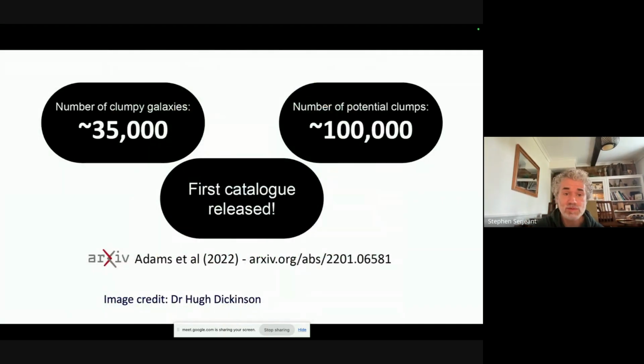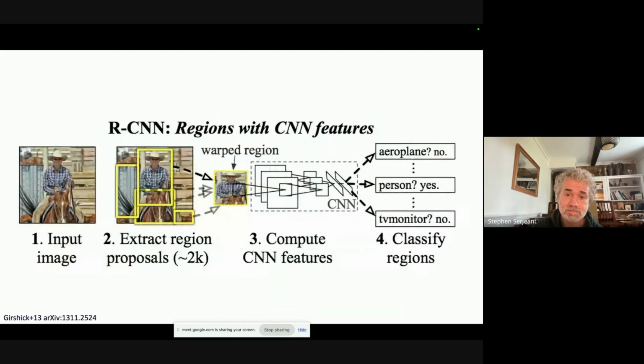So this was very successful. They found 35,000 clumpy galaxies and 100,000 clumps, and released a catalog. So then the question is, can we use these labels with machine learning to automate the process of clump finding? The obvious technology here is the region-based convolutional neural net. The outline of the technology is like this. You start with an input image, then somehow you create regions of interest. Then you classify each of those regions of interest using a convolutional neural net.